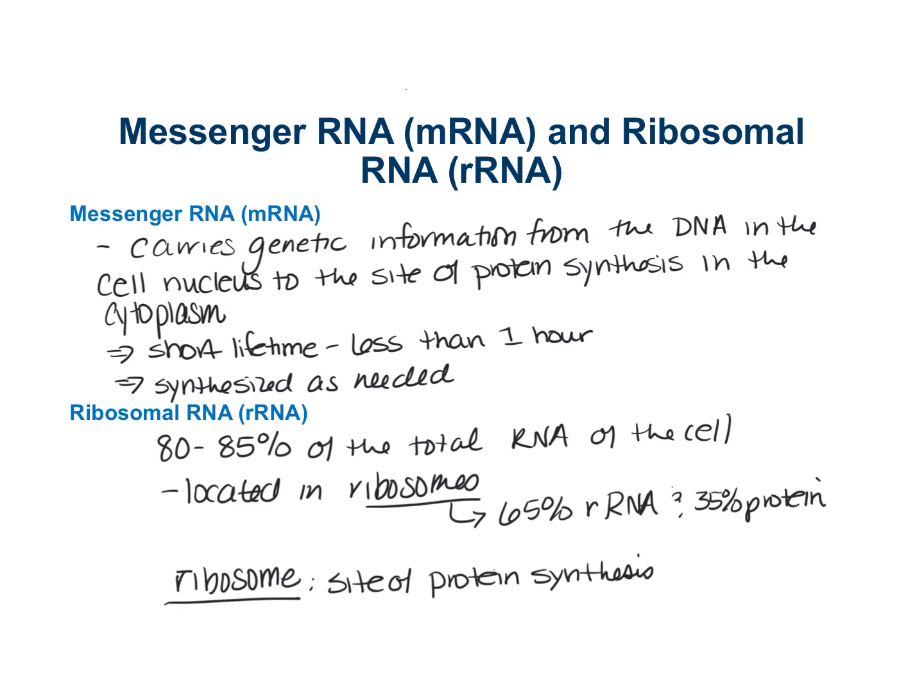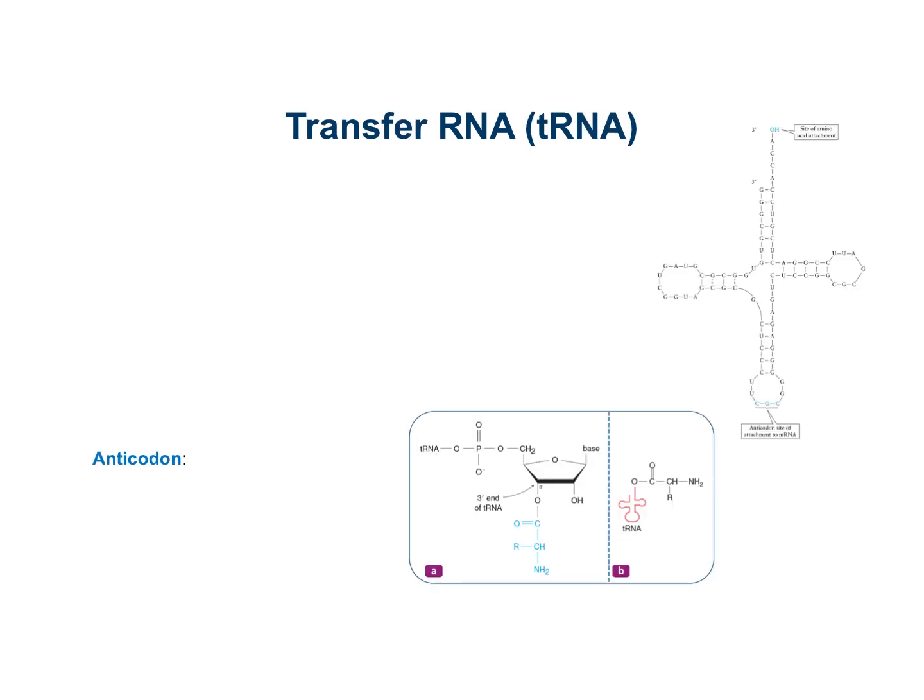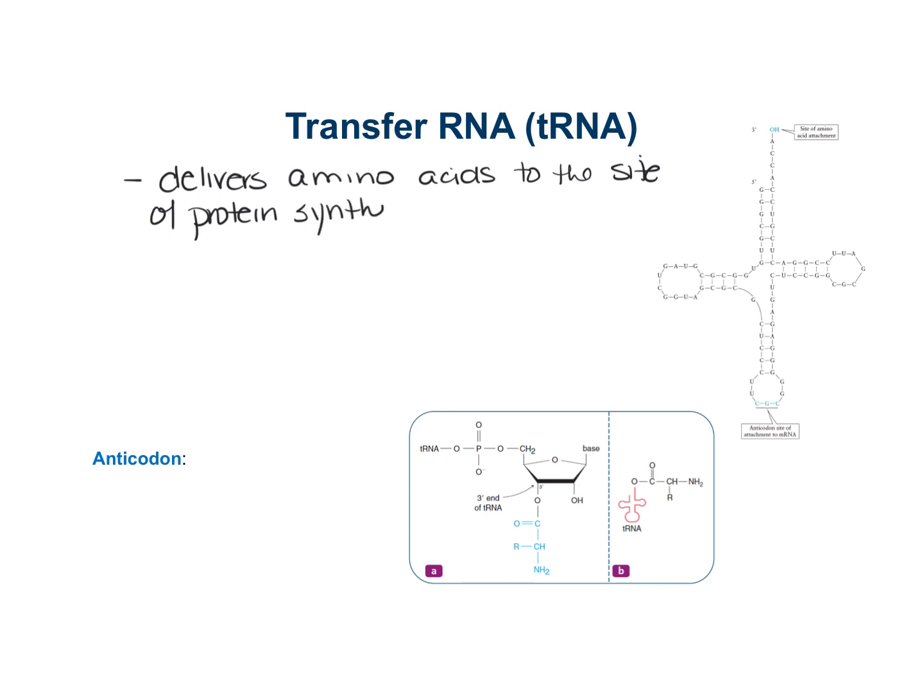Okay. Now, the third type of RNA that we're talking about is transfer RNA. Transfer RNA delivers amino acids to the site of protein synthesis. Now, here's an example of a transfer RNA. Cells contain at least one specific type of tRNA for each common amino acid found in proteins.